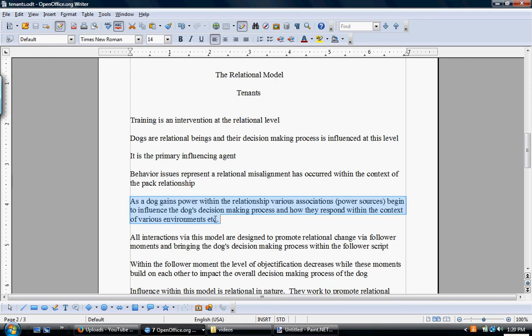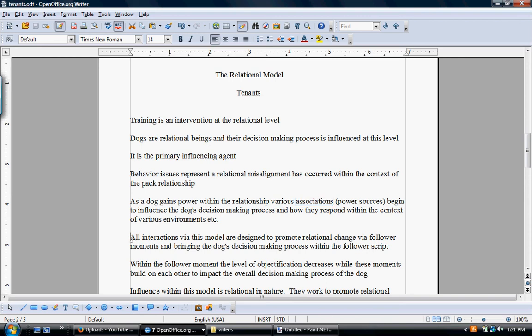But again, what I show is through associations, as a dog gains power, they start to connect those relational dots in a way that impacts the decision-making process through various associations as well. So that's why you take your dog out for a walk and you see another dog, or they might see even a vehicle going by. There are all sorts of things that will trigger the dog, trigger them relationally at that level.